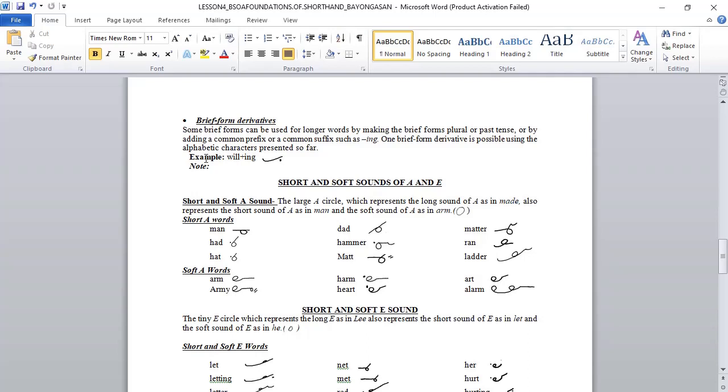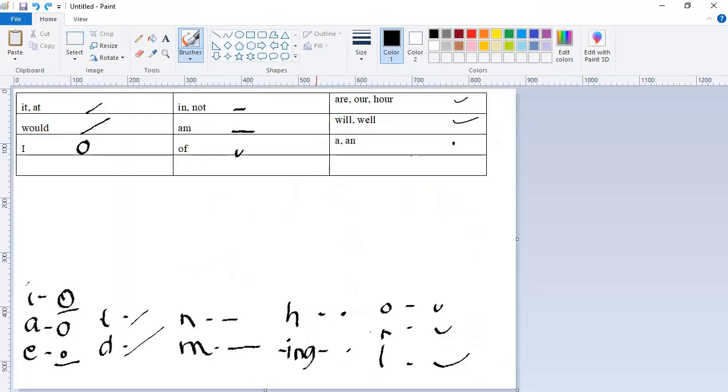Oh, meron pa pala tayong tinatawag na brief form derivatives. So what is brief form derivatives? Ito yung mga words that are formulated when the root word ng mga words na to ay ang ating mga brief forms, di ba? Ito yung mga brief forms. It, would, I, in, not, etc., etc. Yan yung mga brief forms natin.